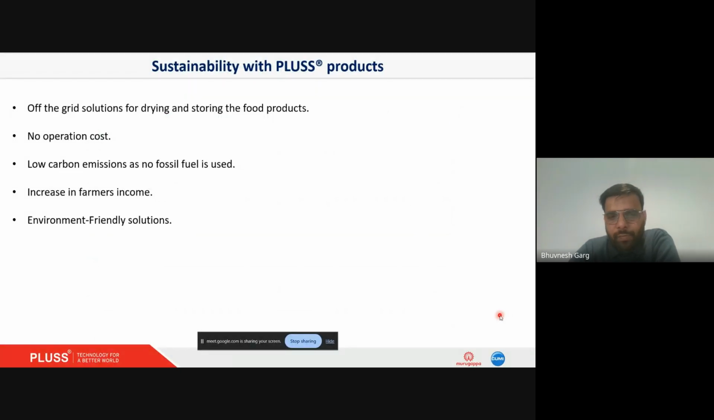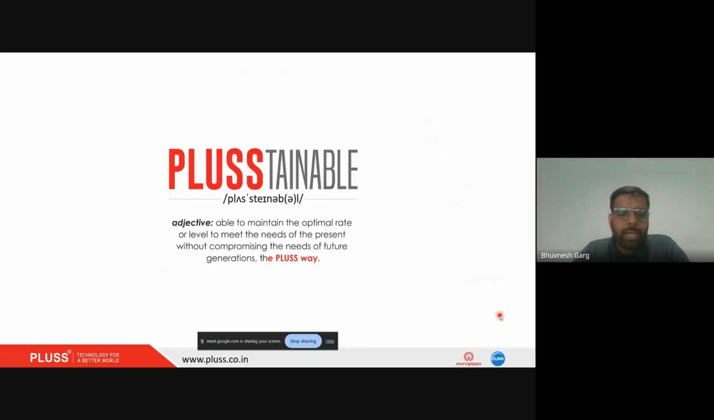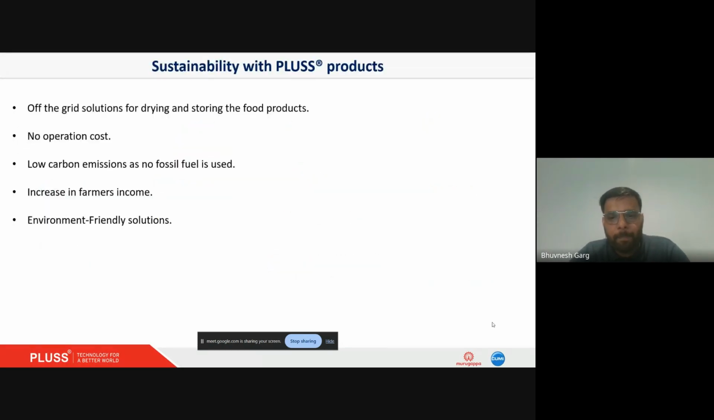So this is from the sustainability point of view. I've already covered all these aspects: you have an off-grid solution for drying and storing, no operation cost, low carbon emissions. You are approximately doubling your farmers' income, and it is definitely an environmentally friendly solution. So yeah, that's it from my side. I'm open to take questions.